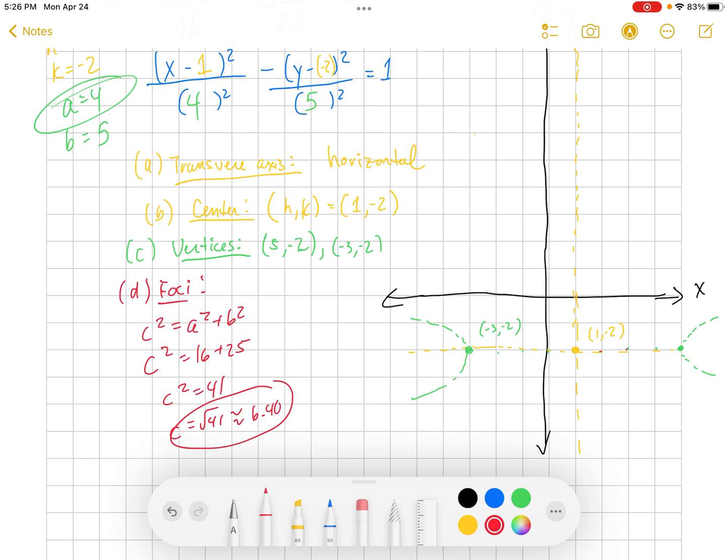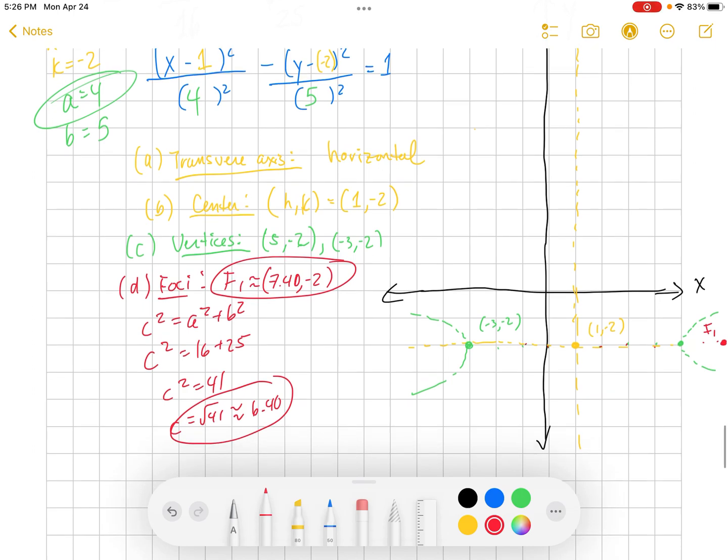So going back to the center and go in 6.4 to the right. 1, 2, 3, 4, 5, 6.4. So somewhere like here. Call it F1. So F1 is going to be about 7.40, comma negative 2. And I go back to the center, and then I go left 6.4.